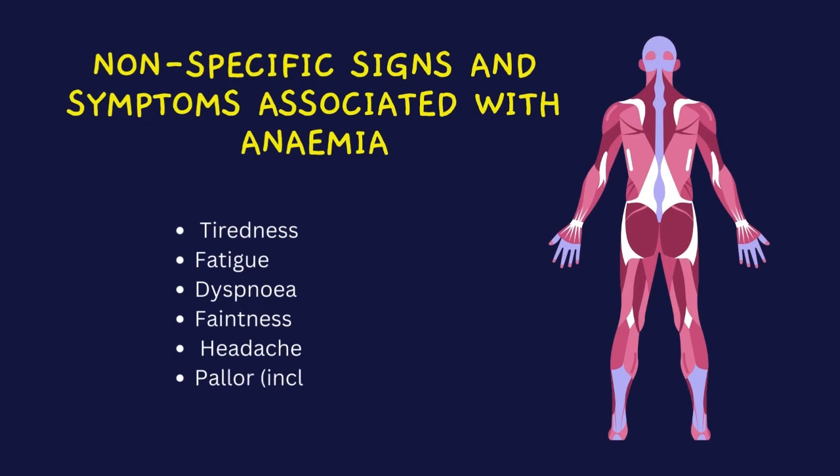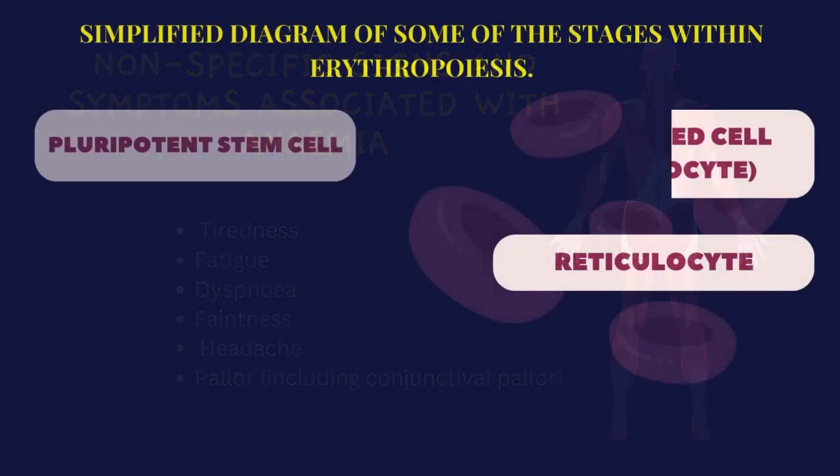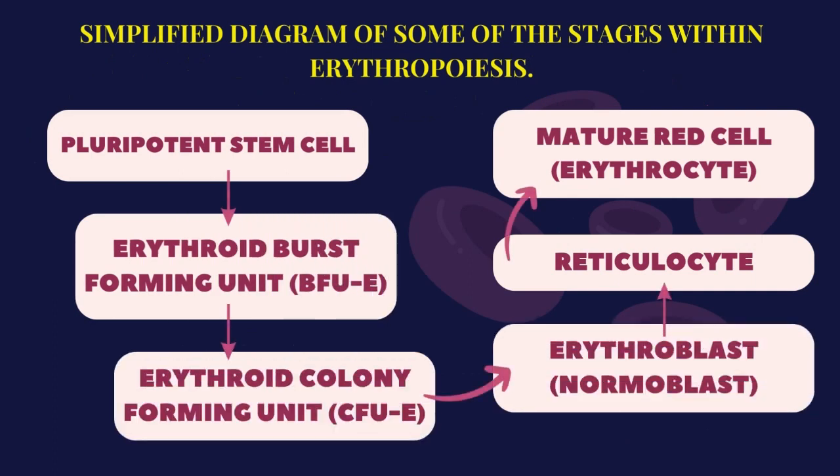Non-specific signs and symptoms associated with anemia are tiredness, fatigue, dyspnea, that is feeling short of breath, faintness, headache, pallor, including conjunctival pallor. Before this diagram of some of the stages within erythropoiesis, we have to know what erythropoiesis is. So, erythropoiesis is your body's process of making red blood cells, erythrocytes.